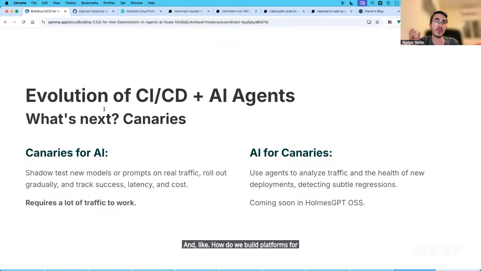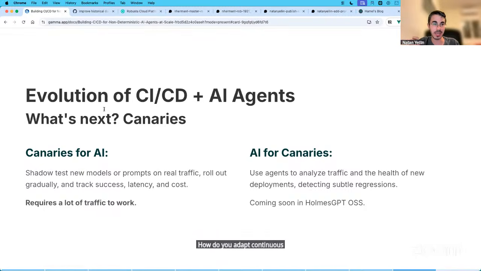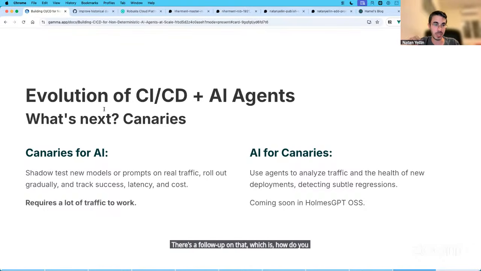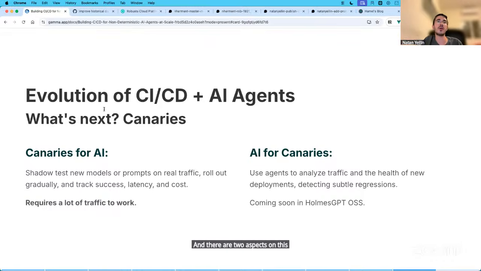So one part of what we're speaking about today really is CI/CD, right? Actually, we're speaking about continuous integration. How do you adapt continuous integration and unit testing and the like for AI agents? Well, there's a follow-up on that, which is how do you now bring these reliably into production? And there are two aspects on this. Aspect one is canaries for AI.